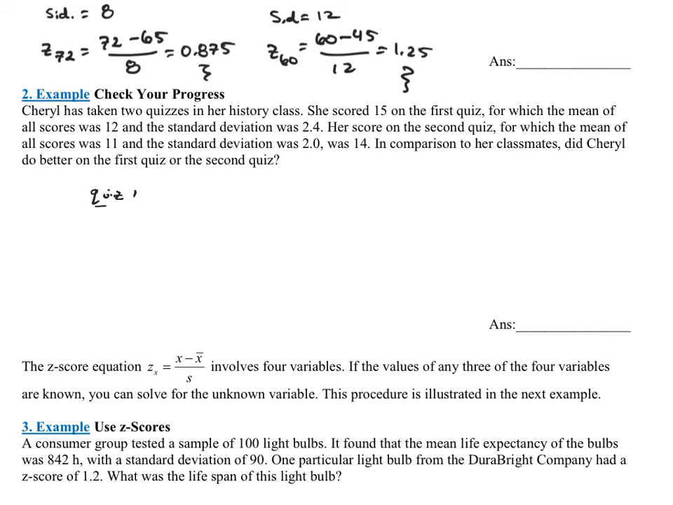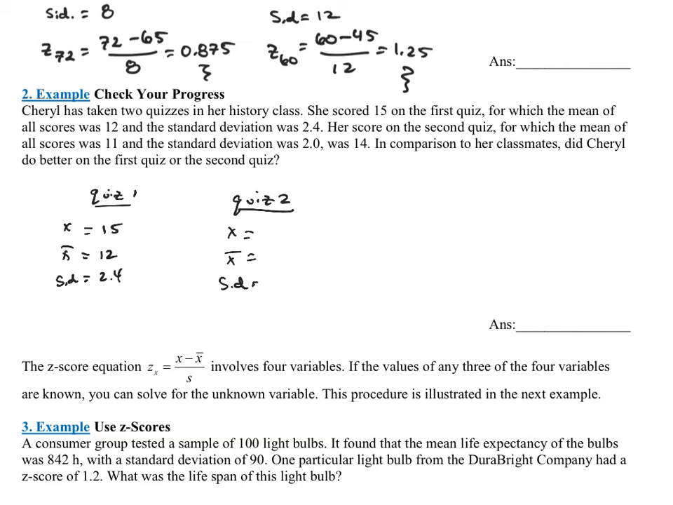Look at quiz 1, look at quiz 2. You need to be able to identify the data value, the mean, and the standard deviation for both of these quizzes. Let's read through this and see if we can do it. It says she scored 15, so that's her data value on the first quiz, for which the mean of all scores was 12, so the mean is 12, and the standard deviation was 2.4. Great. Let's go on to the second one.